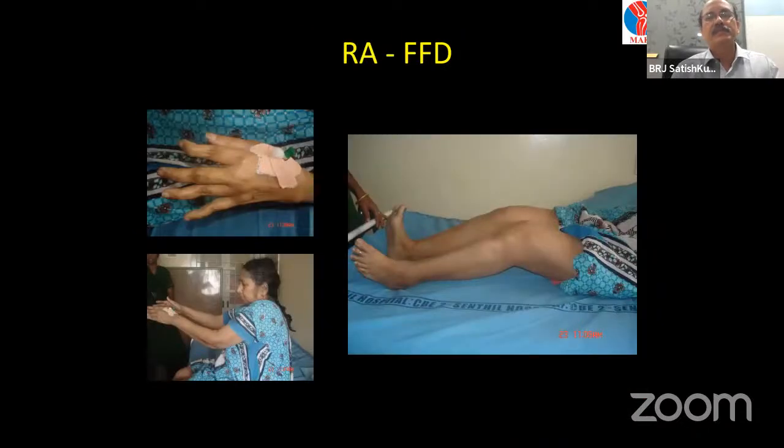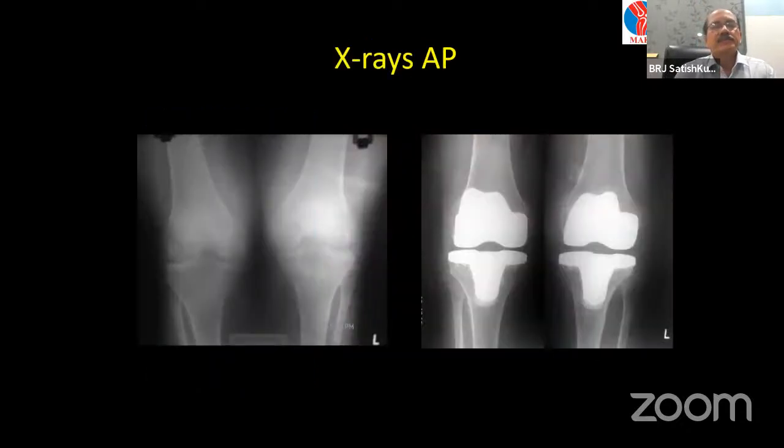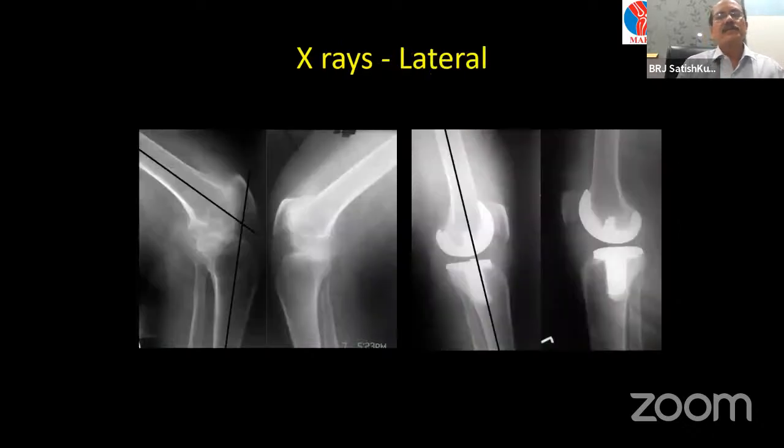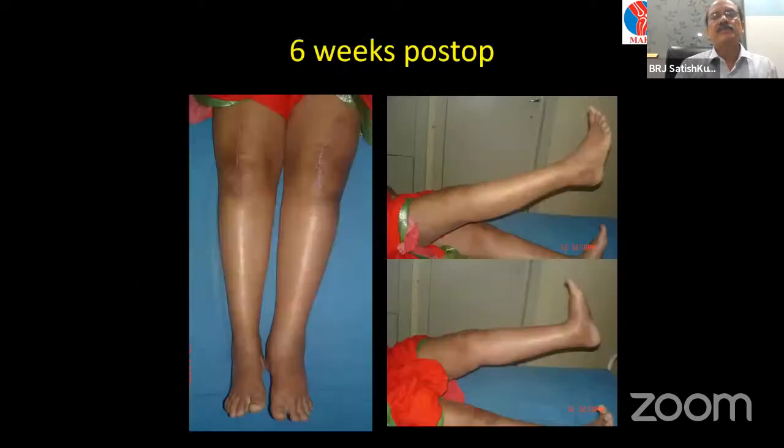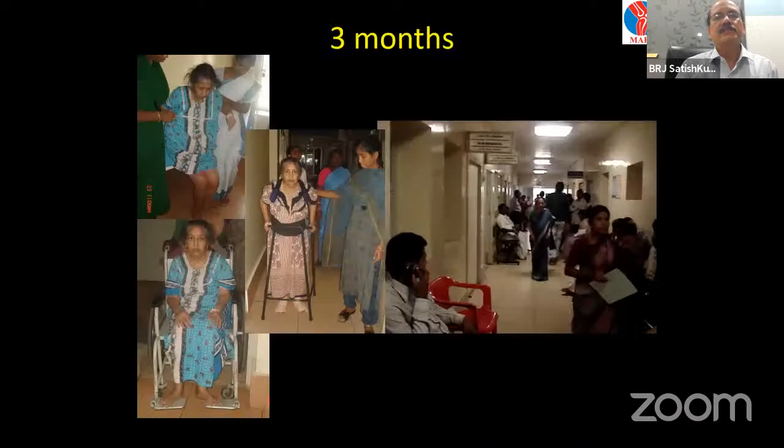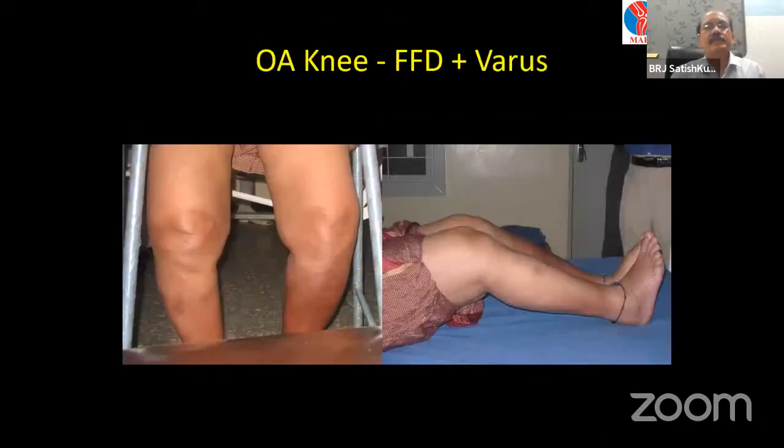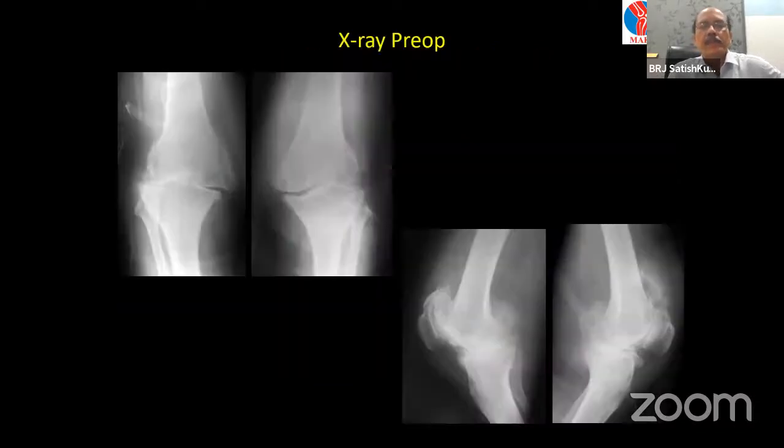So this is a patient with rheumatoid arthritis, flexion deformity, both knees. You can see the very clear notch view. And this deformity could be corrected easily. There is full deformity correction at 6 weeks, you can see. And this is 3 months. So this is a patient with severe osteoarthritis, a combination of flexion deformity and varus deformity.